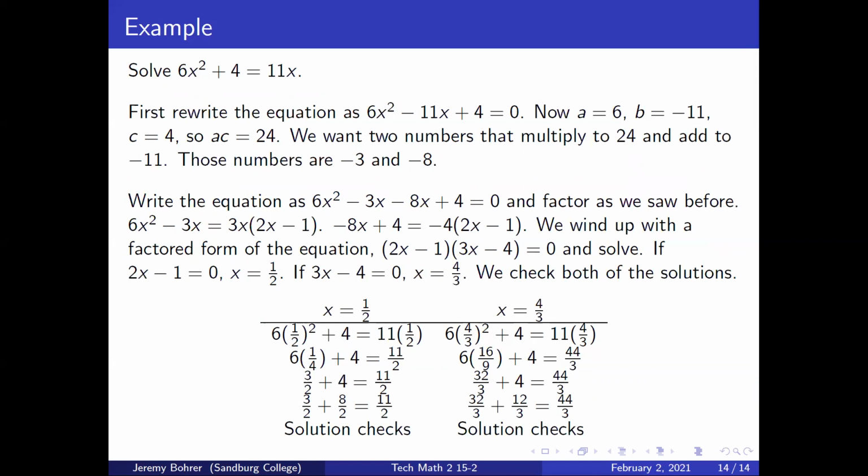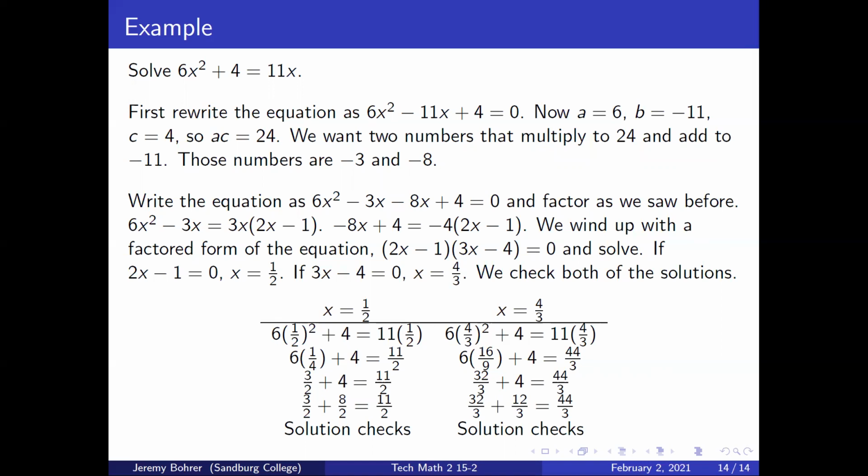Write the equation as 6x squared minus 3x minus 8x plus 4 equals 0 and factor as we saw before. 6x squared minus 3x equals 3x times 2x minus 1. Negative 8x plus 4 equals negative 4 times 2x minus 1. We wind up with a factored form of the equation, 2x minus 1 times 3x minus 4 equals 0, and solve. If 2x minus 1 equals 0, x equals 1/2. If 3x minus 4 equals 0, x equals 4/3. And we check both of the solutions.